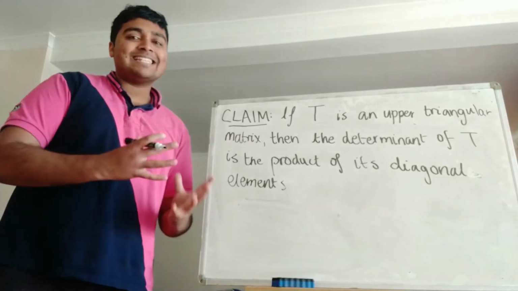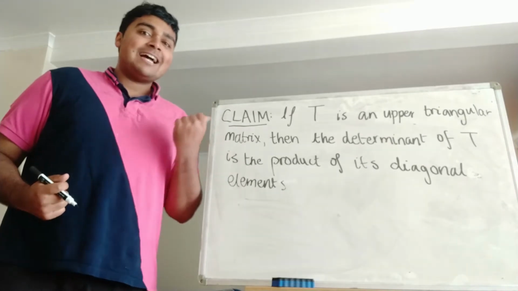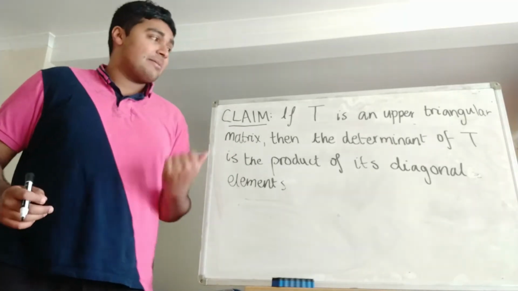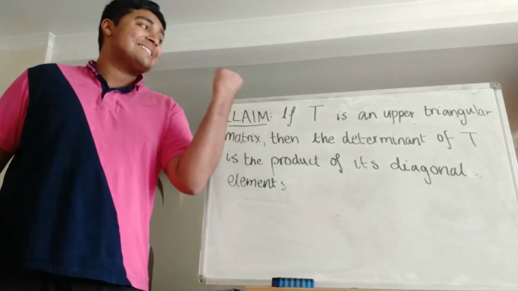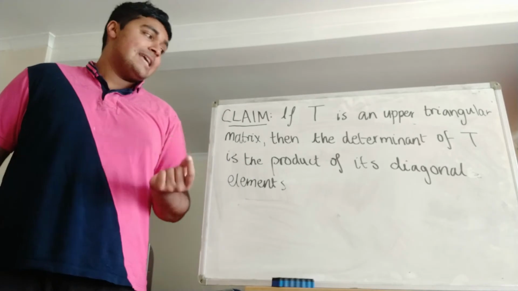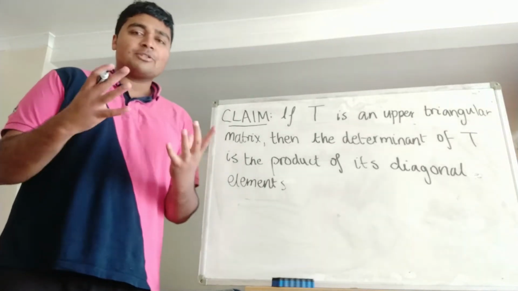Today I'm going to be stating and proving a really important theorem to do with upper triangular matrices, and in fact the exact same theorem holds for lower triangular matrices as well. Anyway, what is this theorem? It is that if T is an upper triangular matrix, then the determinant of T is the product of its diagonal elements. So firstly, what is an upper triangular matrix?